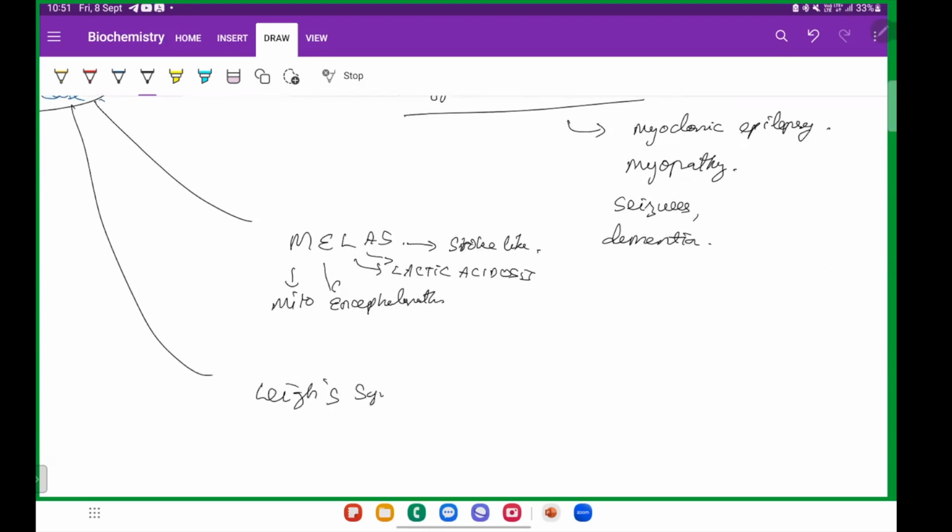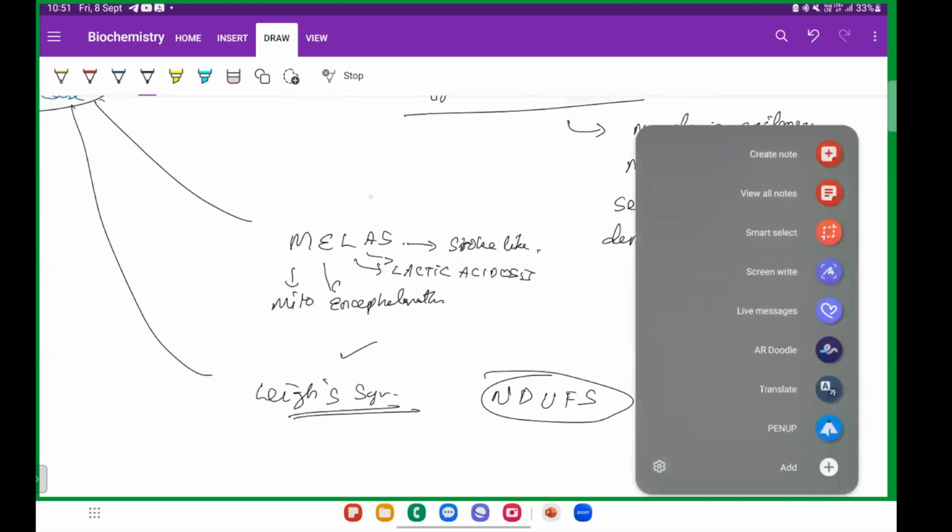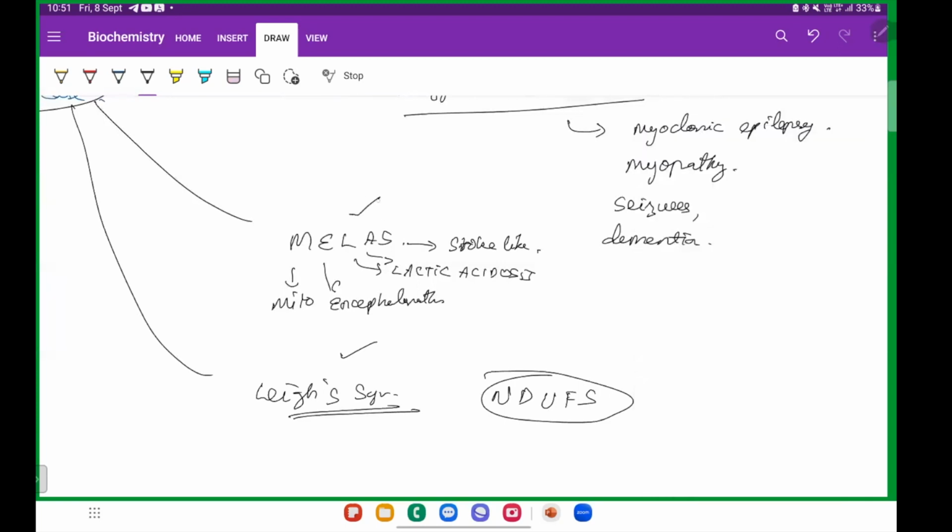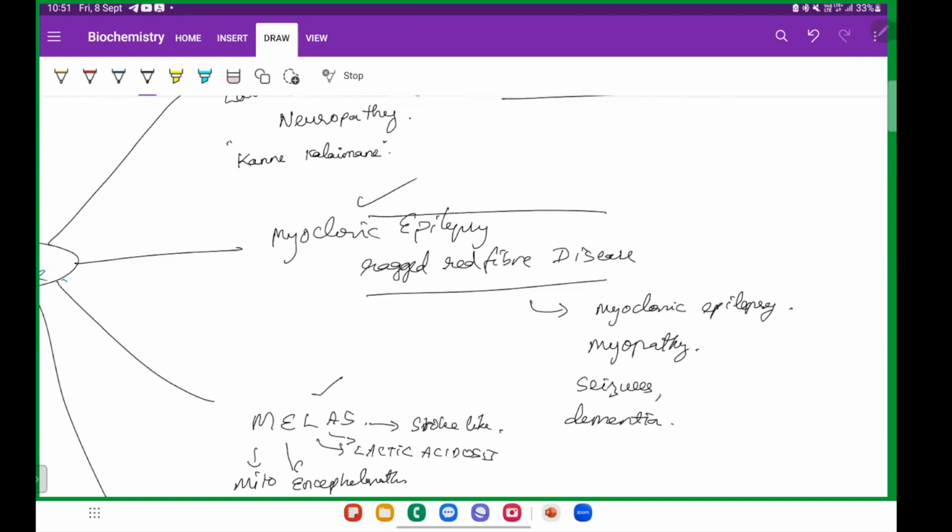What is Leigh syndrome? Leigh syndrome is nothing but NDUFS gene defect. There will be movement disorder. So lactic acidosis occurs in all the syndromes associated with skeletal muscle. Remember, lactic acidosis occurs in all the syndromes that are associated with skeletal muscles. It occurs in your Leigh's, it occurs in your MELAS, it is going to be occurring even in the myoclonic epilepsy. So these 3 syndromes are going to be associated with the skeletal muscle. Okay, this is what I want you all to remember, and I hope you will never forget.